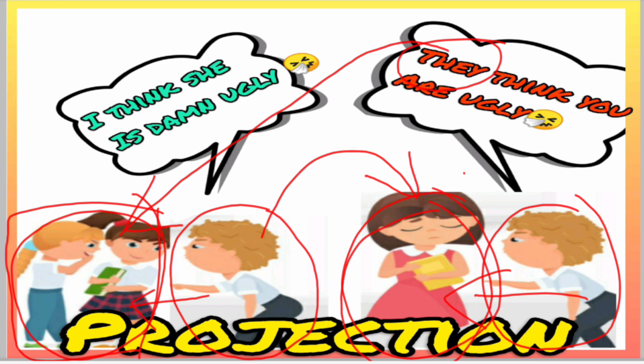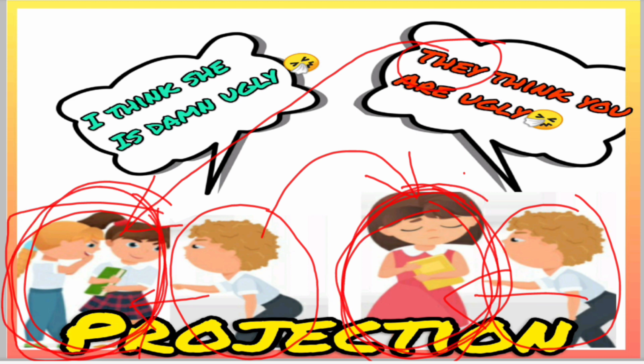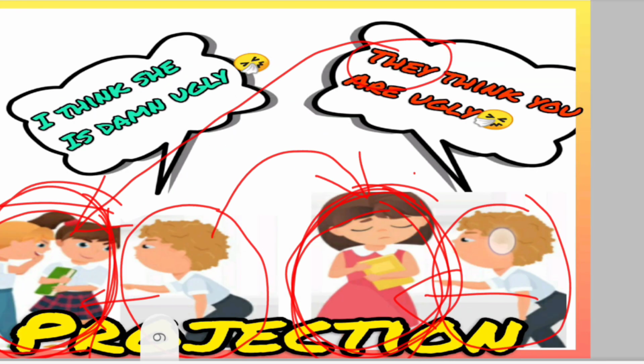So what he is doing is putting his thoughts onto those girls, while he himself thinks that this particular girl is ugly, but what he says to her is that they think that you are ugly. So I hope that this mnemonic is clear to you. So now let's move forward.